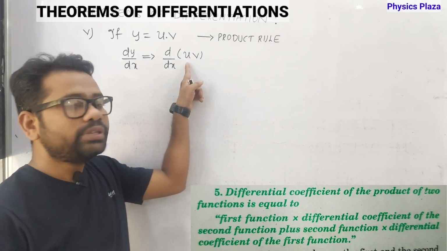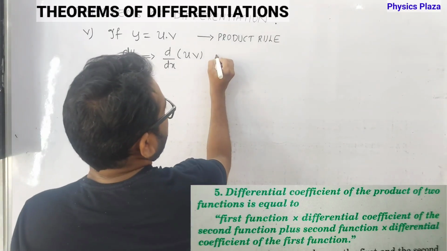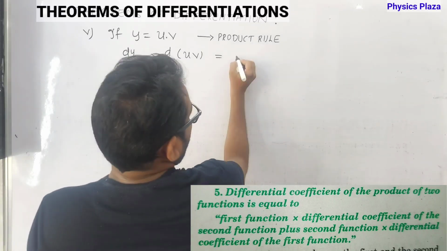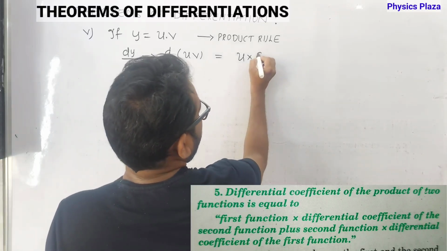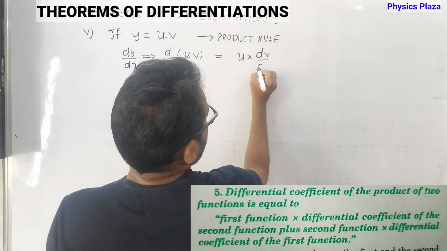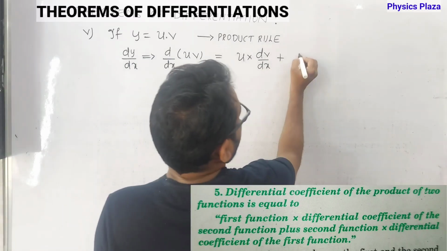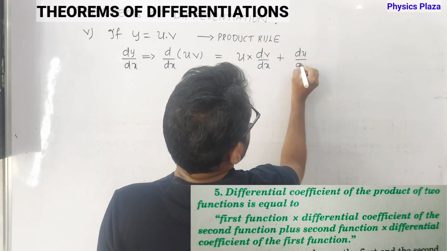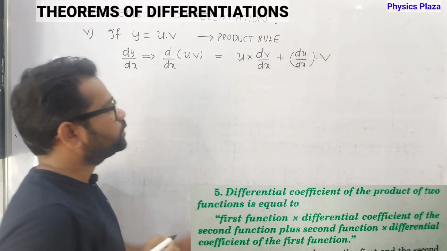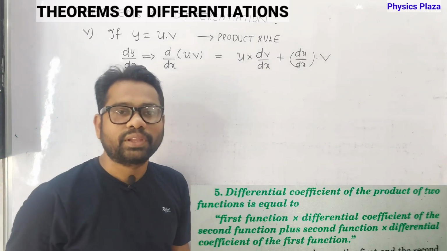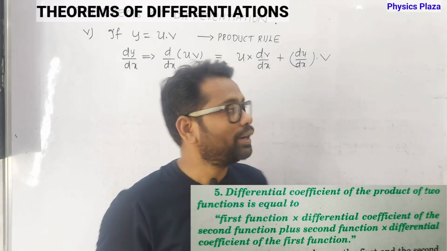So children, here u is the first function, v is the second function. It's very important. So it can be written as first function into the differential coefficient of second function, plus differential coefficient of first function into just the second function. So this is how we can write. Let us see an example of how it can be applied. Then we will get a good command.